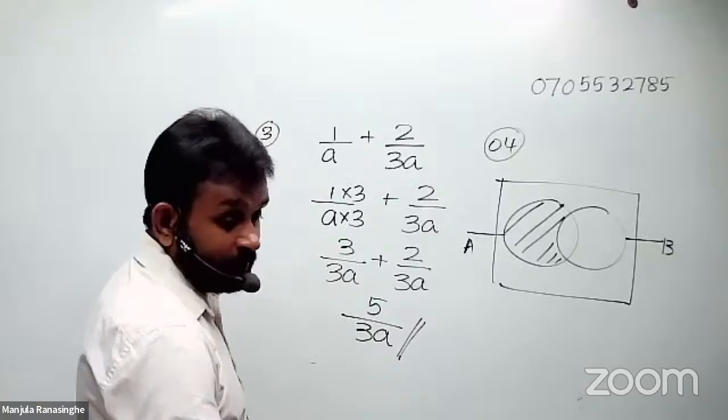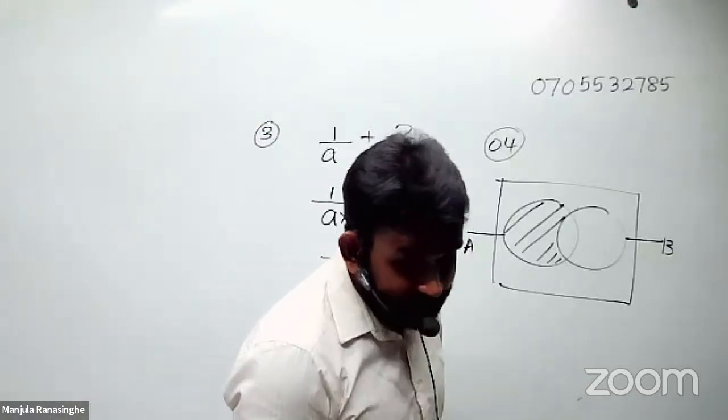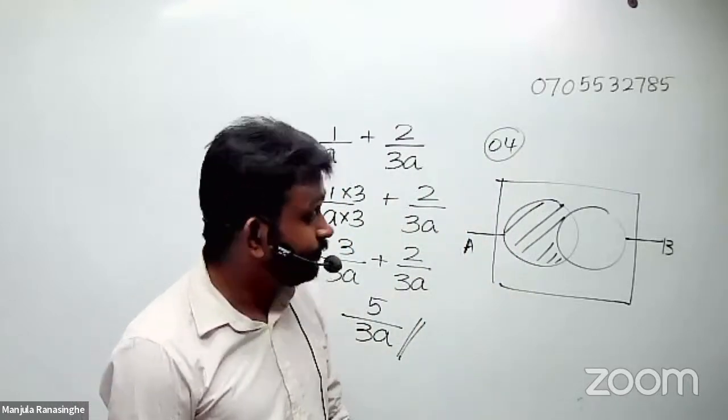Okay, now we will check the answer. Right. A union B dash. That is incorrect, Puta. Good try, but that is incorrect.